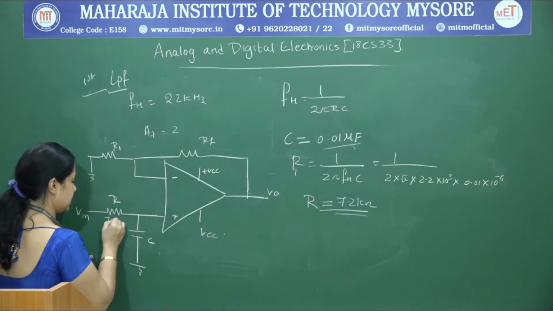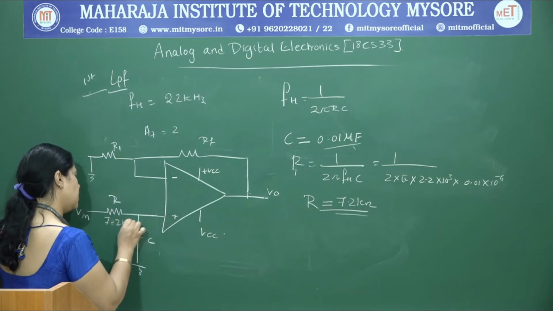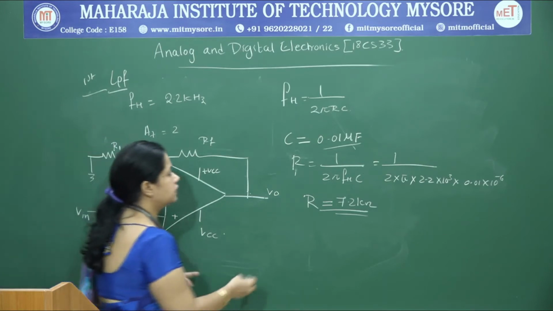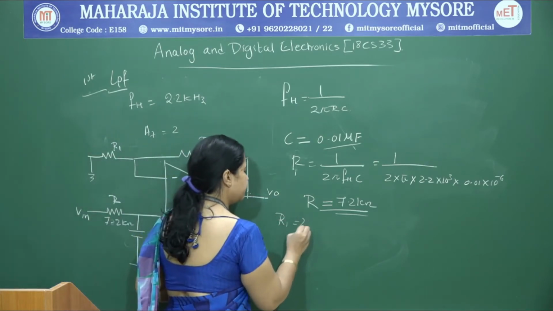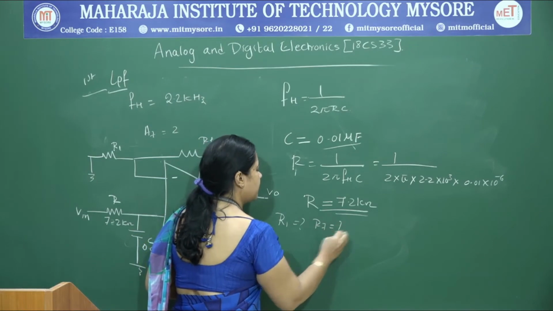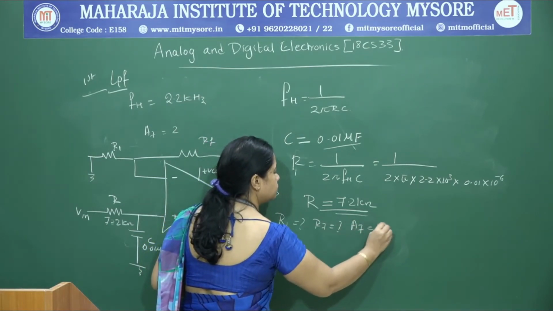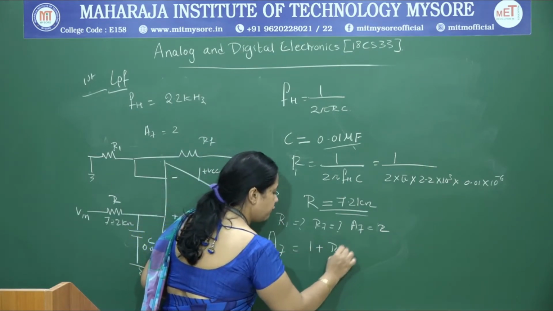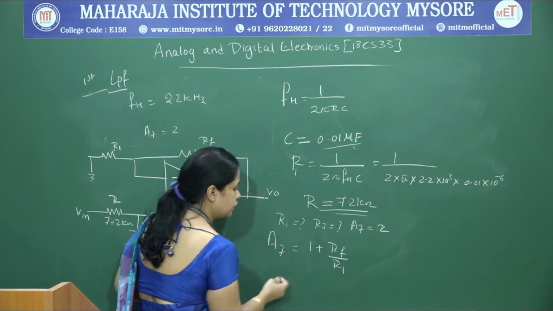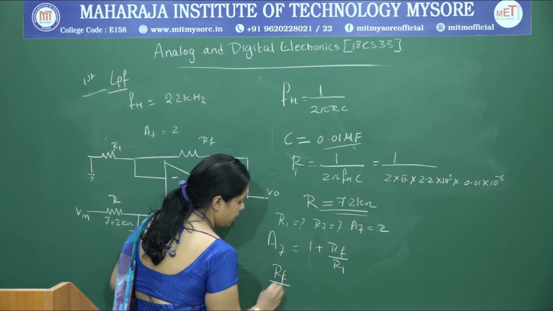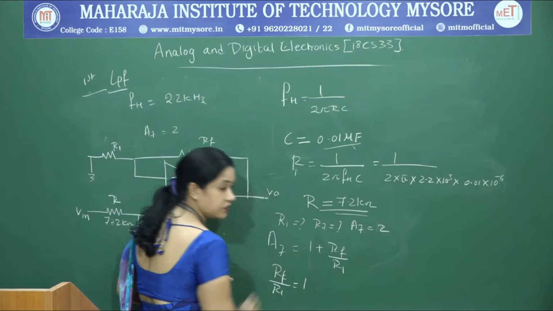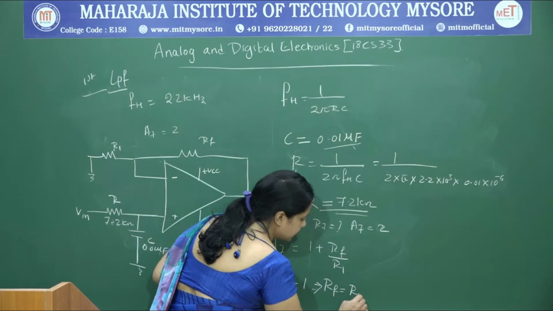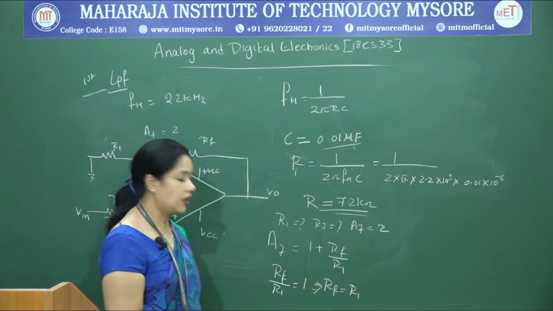So this happens to be 7.2 kilo ohm and this is 0.01 microfarad. Now I will determine the values of R1 and RF for the given pass band gain, that is AF is equal to 2. The expression for AF is 1 plus RF by R1. You substitute, and RF by R1 is equal to 2 minus 1, which is 1. With this you get an inference that you are supposed to take RF and R1 equal.